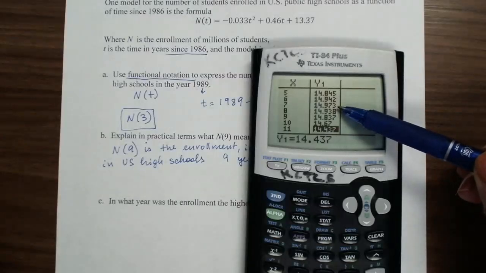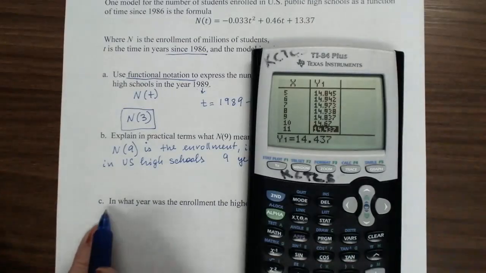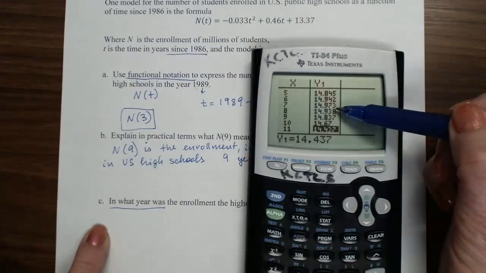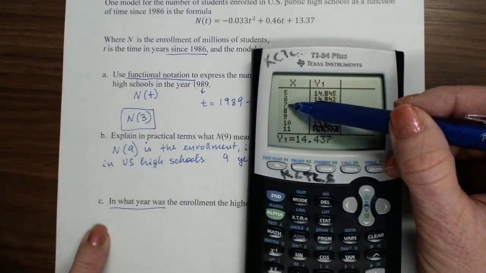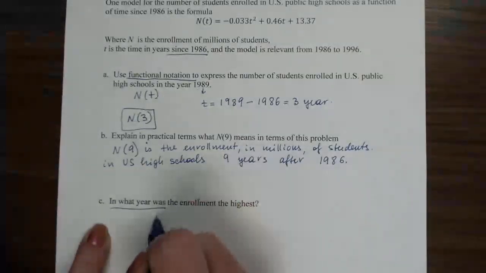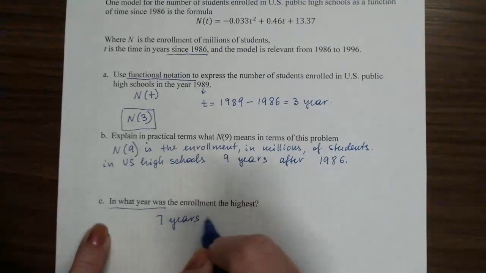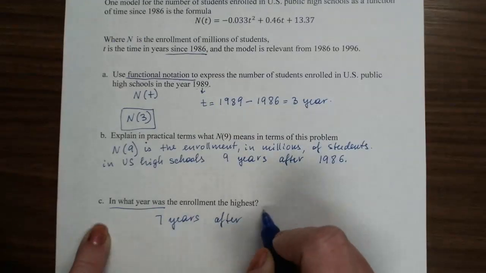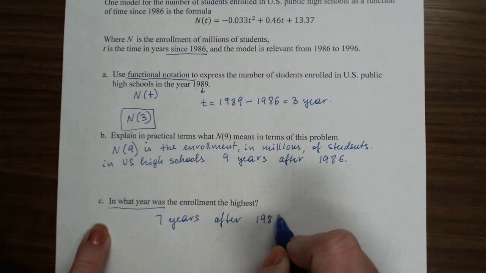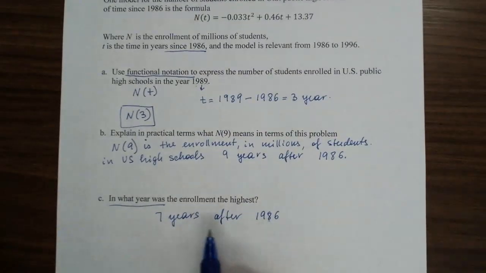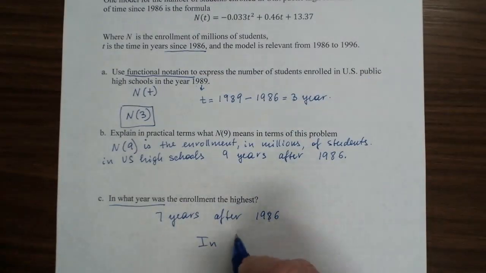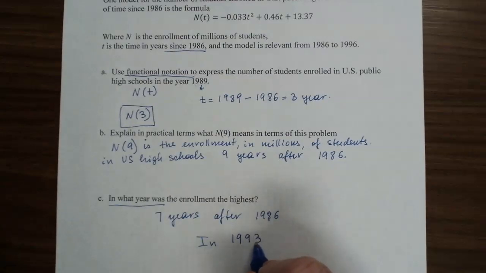It means 14.973 million students was the highest enrollment, but we were asked what year. This happened 7 years after 1986, and if you add 1986 plus 7, the final answer will be in 1993. That's all.